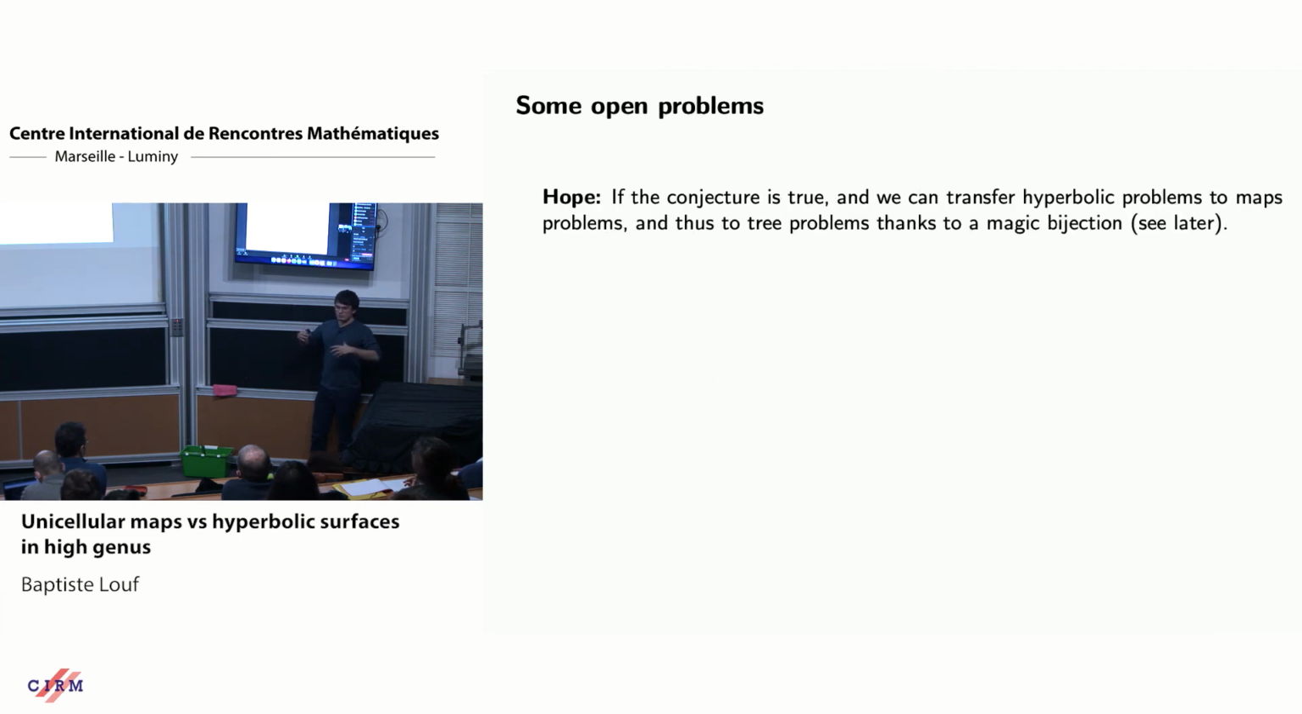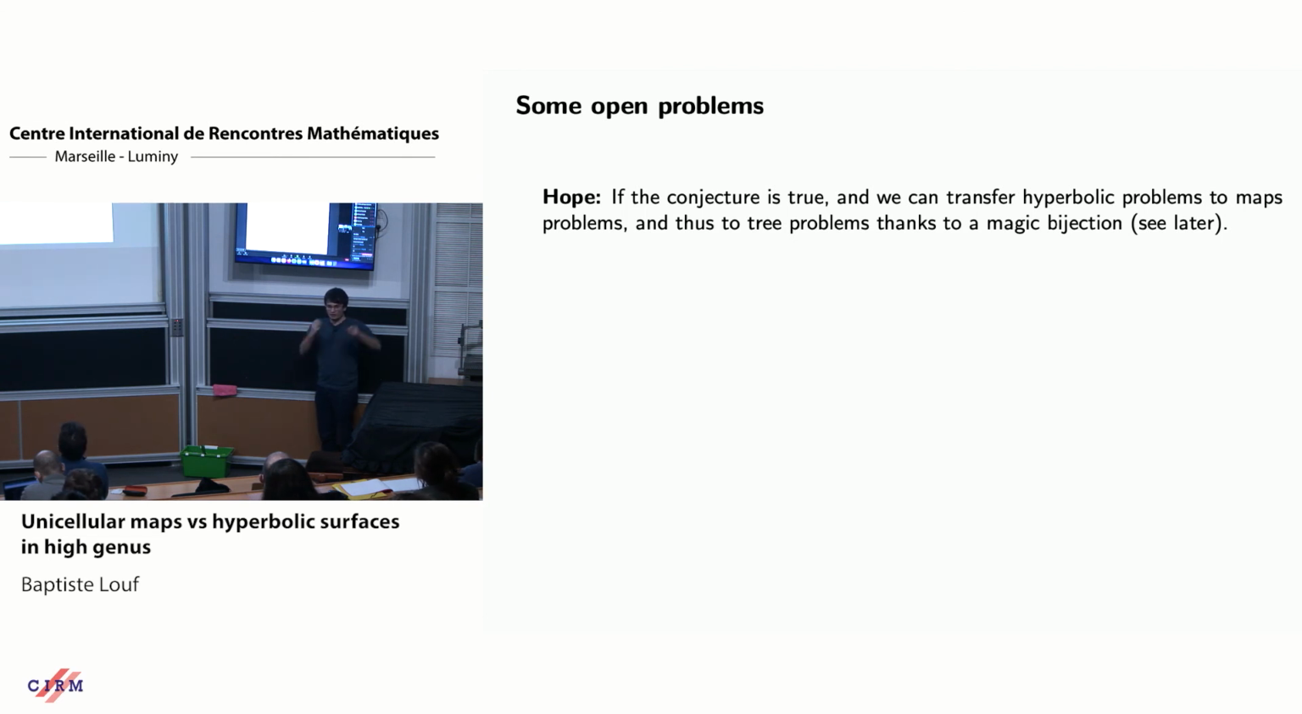and if the conjecture is true in a strong enough sense, basically you can transfer any geometric problem in the large genus limit. Well, not any, depending on how strong your theorem is. But you can transfer problems from hyperbolic surfaces to large genus maps. And the good news is that large genus maps, at least the unicellular large genus maps, we know how to deal with them very well, because there is a very beautiful bijection putting these maps in bijection with trees.